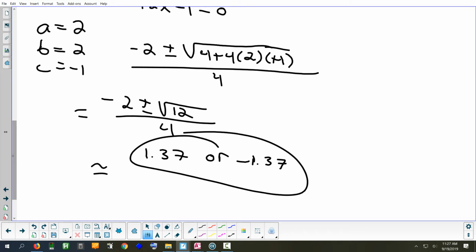Okay. Any questions on that? Where did the 12 come from? The 12 from this calculation right there. 4 plus 8.